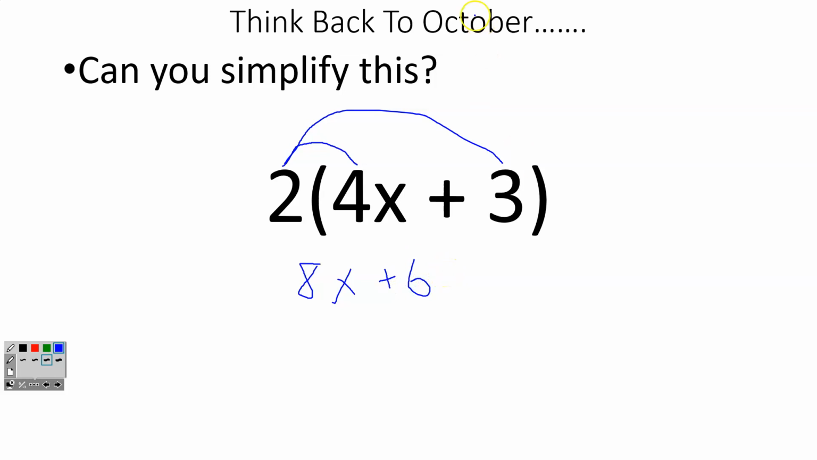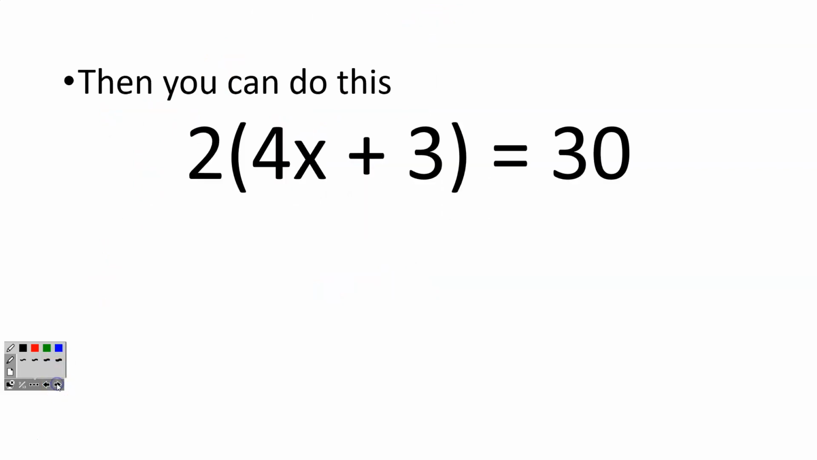So hopefully you remember that. We did that clear back in October. That was 5 months ago, quite a long time ago. So hopefully you remember. So if you're able to do this, then you should be able to do this because the process is still the same. You still do your rainbows. So 2 times 4x is 8x, 2 times 3 is 6, and bring down your equals 30.